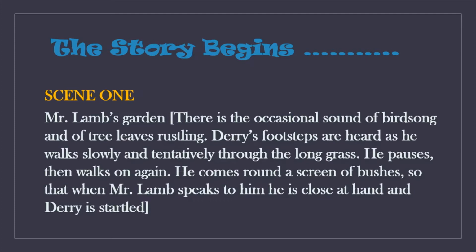So the story begins with the description of the scene. The narrator describes the setting of scene 1. The location is Mr. Lamb's garden. One can occasionally hear the birds singing and the low sound of the tree leaves. Derry, a young boy, enters the garden of Mr. Lamb hesitantly. When he comes out of the bushes, he is extremely startled to hear Mr. Lamb talking to him.